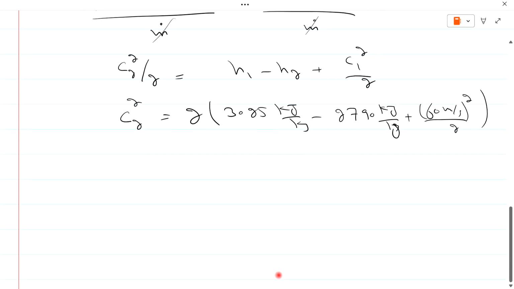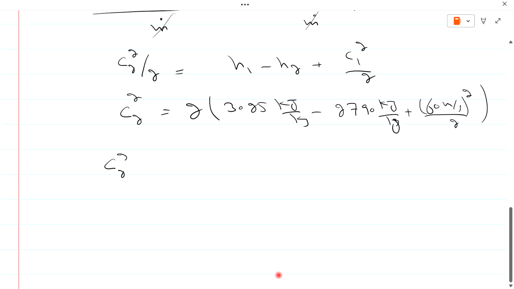So C2 square is equal to 2 multiplied by (3025 kilojoule per kg minus 2790 kilojoule per kg) plus 60 square, which is 3600, divided by 2.